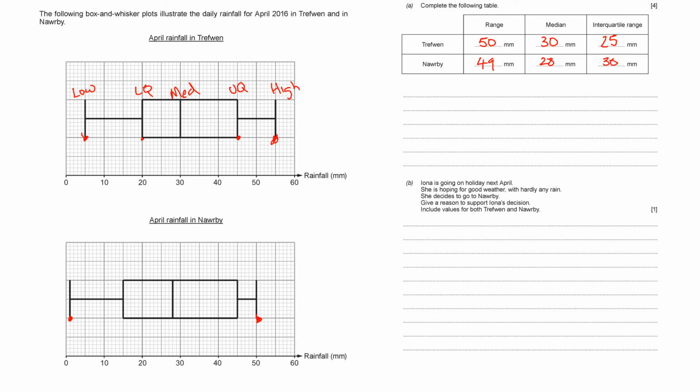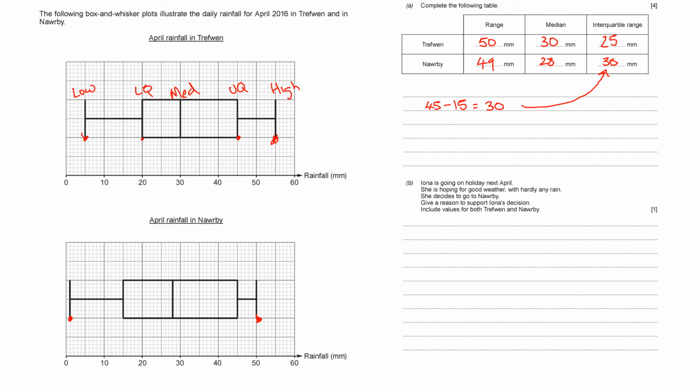And if you wanted to show your working, like for example, what I was saying, that 45 take away 15 equals 30, that's what those lines there would be for, if you weren't doing it in your head and wanted to show that. Okay, Iona's going on holiday next April. She's hoping for good weather with hardly any rain. She decides to go to Norby, as I'm calling it. Give a reason to support. It's only 1 mark. Include values.